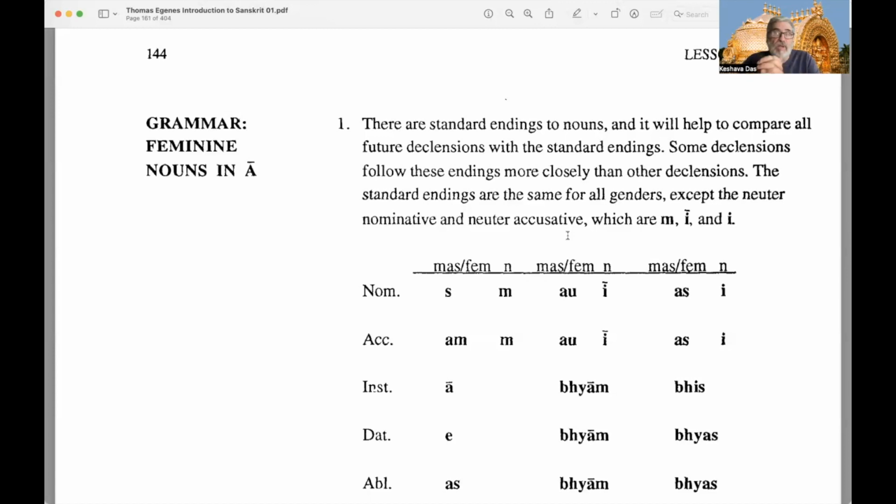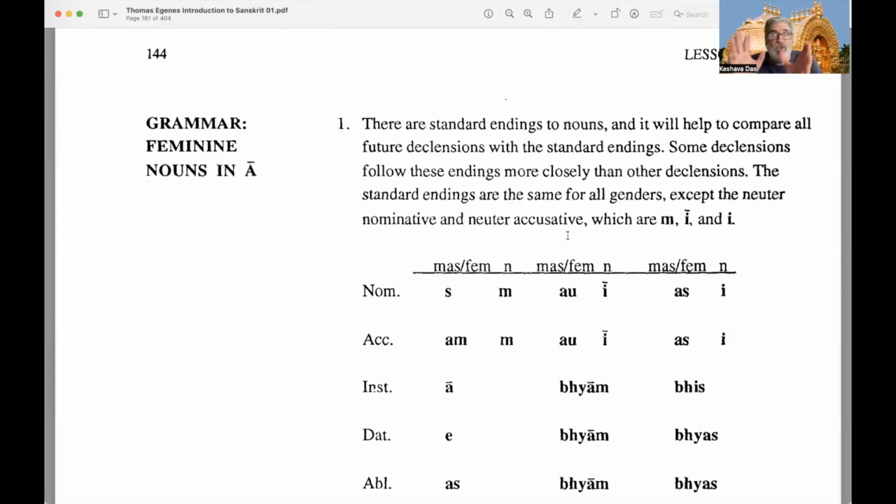We know how to decline those two types of nouns: regular A-ending masculine nouns and A-ending neuter nouns. So now we're going to learn feminine nouns, and the first type of feminine noun. There are other types of masculine nouns too, I-ending, U-ending, and consonant-ending. We haven't learned those yet.